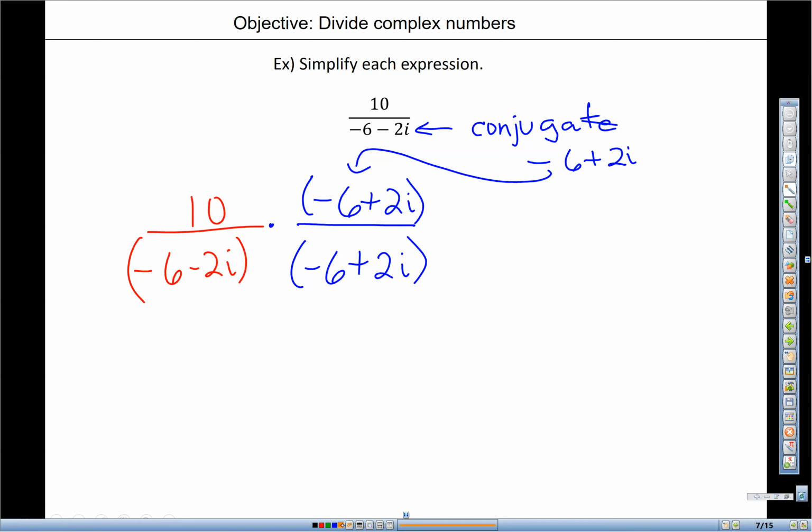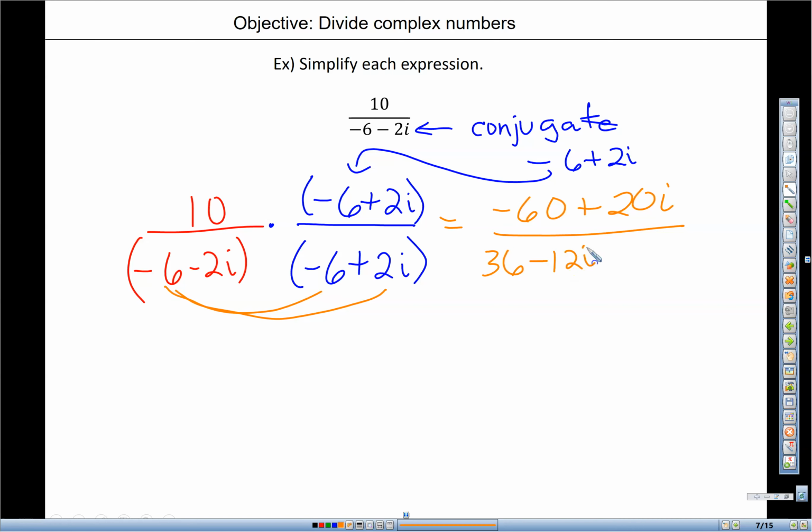So now I distribute. 10 times -6 would be -60, and then 10 times 2i gives me plus 20i. Here in the denominator I distribute twice, so I have -6 times -6, which is 36, -6 times 2i, which is -12i, -2i times -6, remember a negative times a negative is a positive, so we get positive 12i, and then again be super careful with this last product. We have -2 times 2, which is -4, and we have i times i, which is i squared.